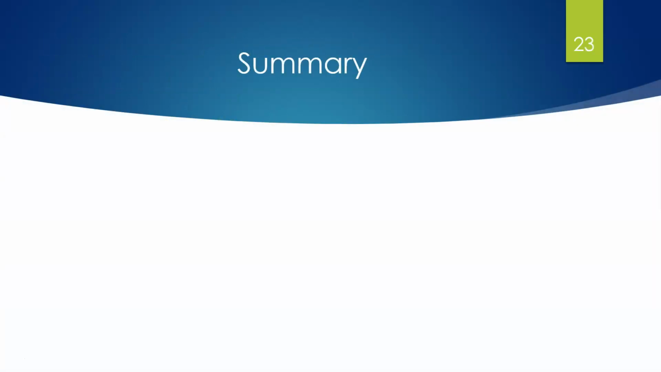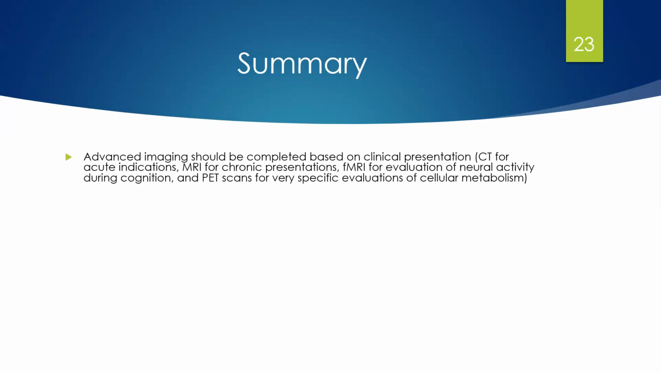So, kind of just summarizing, in a little bit longer presentation, and a lot of information that's been thrown at you as we've gone through this. Remembering that this advanced imaging needs to be completed based on their presentation. Do we have an acute problem where we really need to rule out life threats? That's where we're going to go more CT. We have some more chronic presentations and changes. This is where MRIs can be very, very beneficial for us.